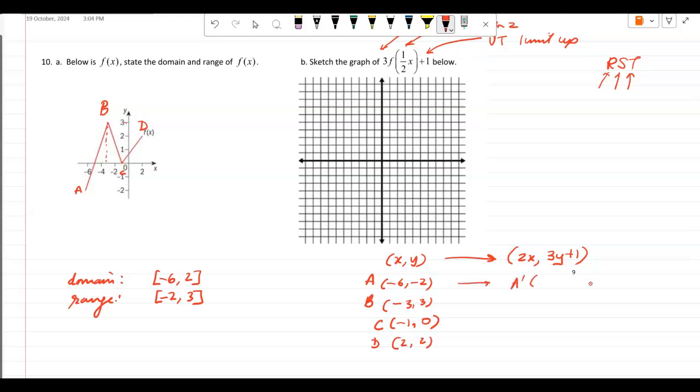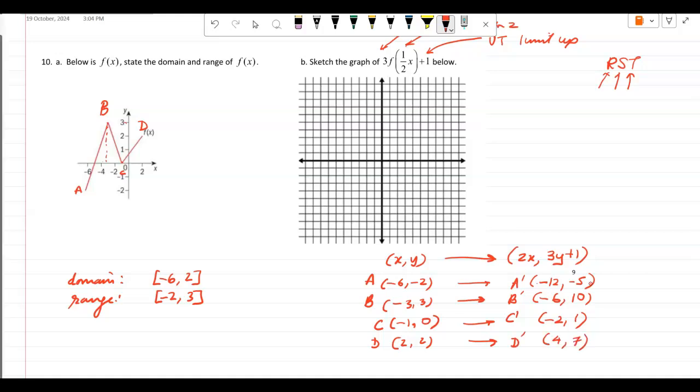So A dash will be what? 2 times minus 6. What is that? Minus 12, sorry. Minus 6 plus 1, sorry, minus 5. This is minus 6, 10. Correct. Then this is minus 2, 1. This is 4, comma 7.